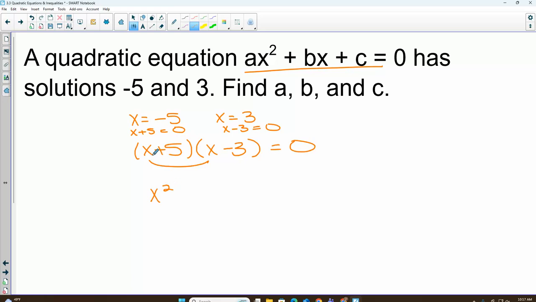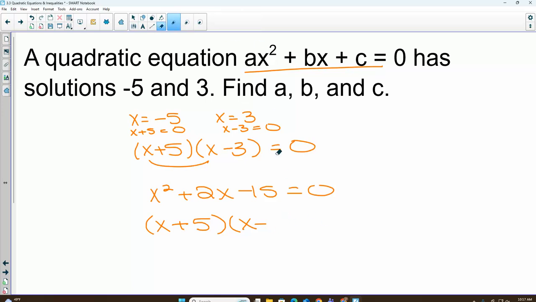So it was x squared minus 3x plus 5x minus 15. So multiply negative 15 and add to positive 2 would be plus 5 and minus 3. Oh, why did I just factor it? I don't know why I did that. Habit. I was just trying to find a, b, and c, right? So what's my a? 1. What's my b? 2. What's my c? Negative 15.